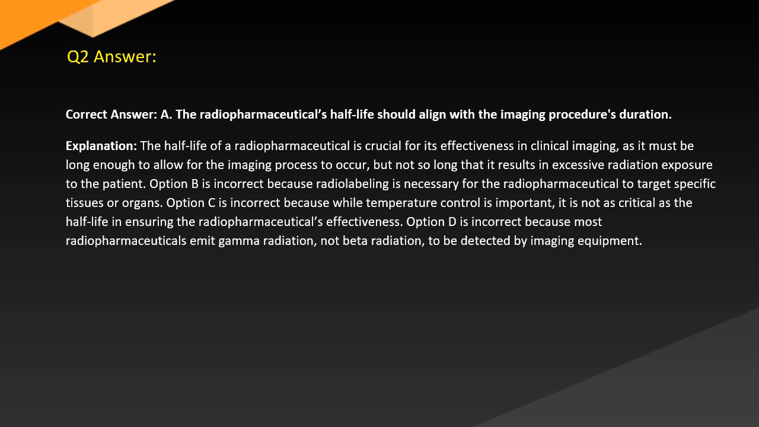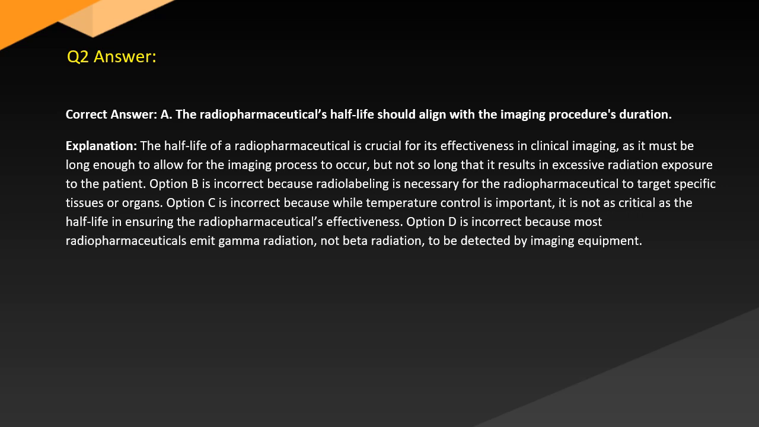Answer. Correct answer: A. The radiopharmaceutical's half-life should align with the imaging procedure's duration. Explanation. The half-life of a radiopharmaceutical is crucial for its effectiveness in clinical imaging, as it must be long enough to allow for the imaging process to occur, but not so long that it results in excessive radiation exposure to the patient. Option B is incorrect because radiolabeling is necessary for the radiopharmaceutical to target specific tissues or organs.